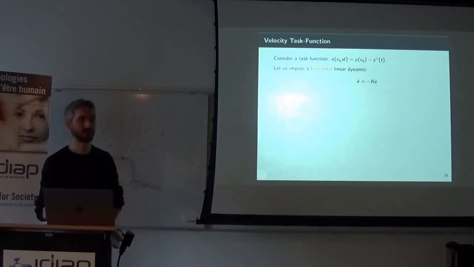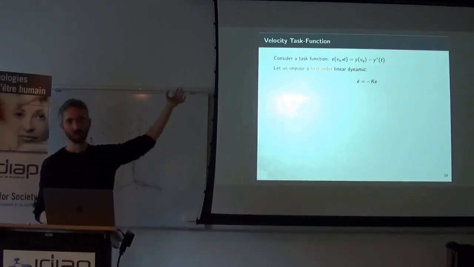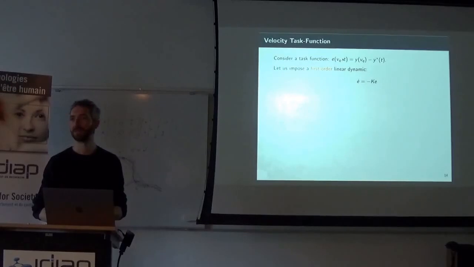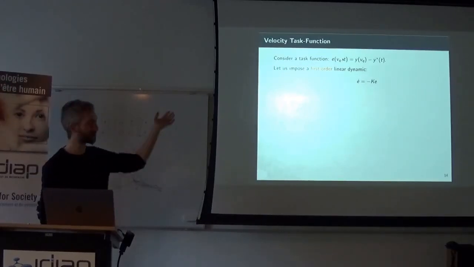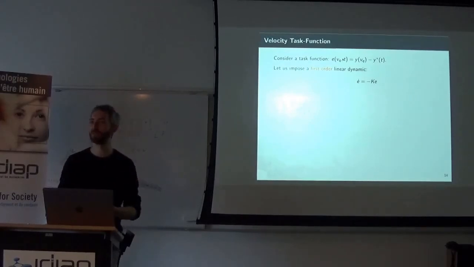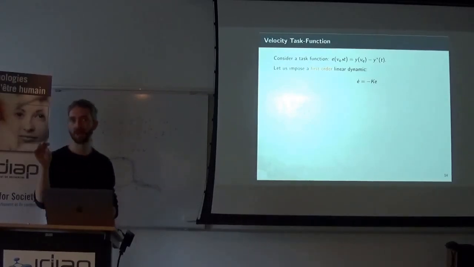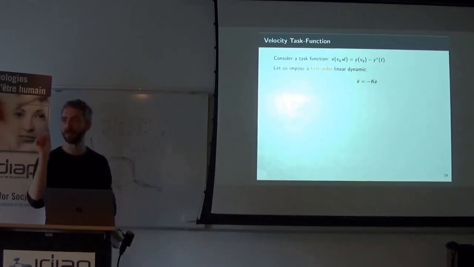It's a stable dynamical system, which means that e will tend to 0 for time going to infinity. It will actually never reach 0, but it will tend to 0 fast enough. And after a while, you don't care if it's not exactly 0, but it's 10 to the minus 9.